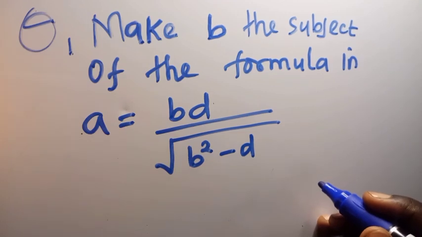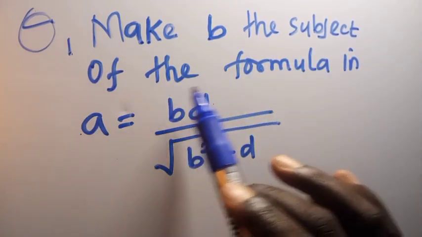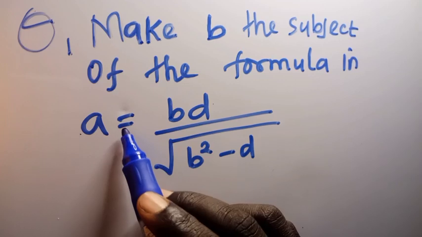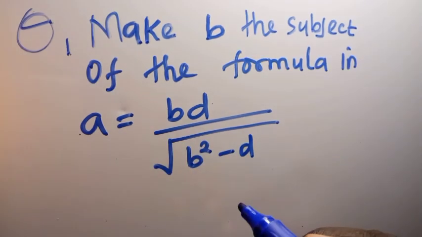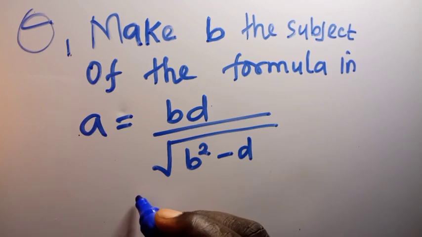I want us to have a look at this question of the subject of a formula. Now, the question is, make B the subject of the formula. That is, in this equation, A equals BD all over the square root of B squared minus D. Now, I want us to have a look at the solution.